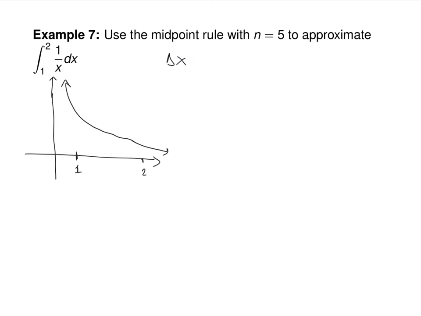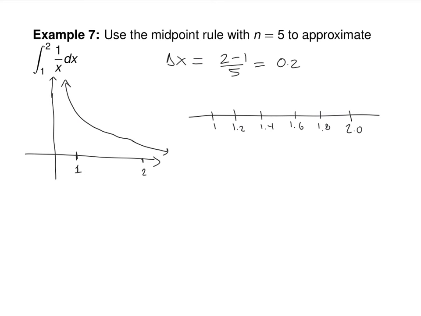So if you're using 5 subintervals, how wide should each subinterval be? 0.2, yep, it would be 2 minus 1 over 5, 1/5, or 0.2. So I'm going to draw that sort of like x-axis up here. I have 1, 1.2, 1.4, 1.6, 1.8, and 2.0, right? One, 2, 3, 4, 5.